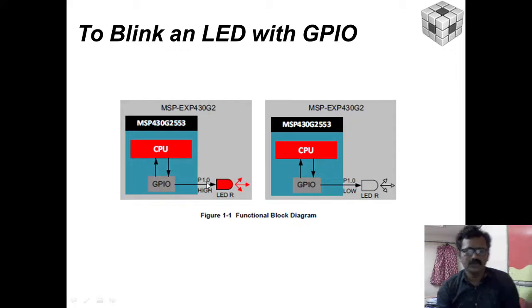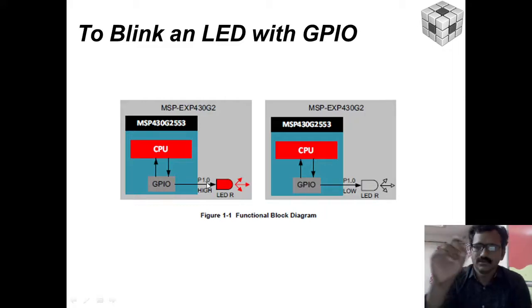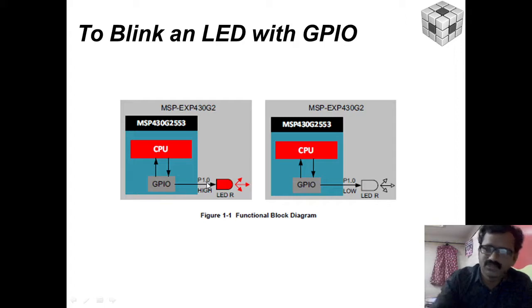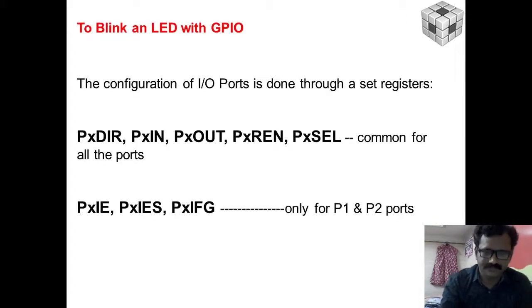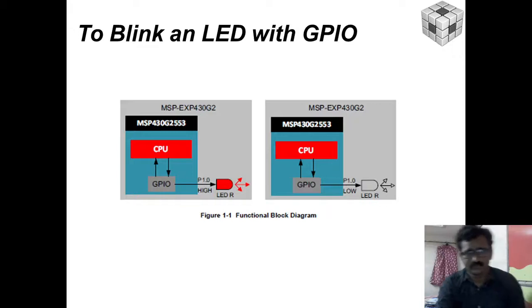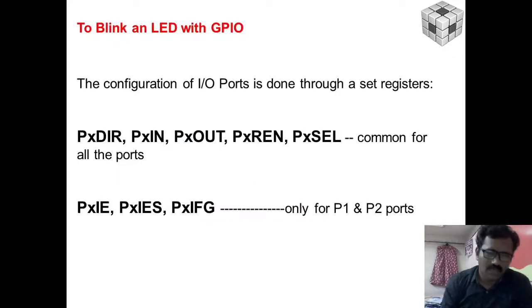So the microcontroller should send 10101010 on P1.0. Then only the red LED will function on and off like this. To do this experiment, we need to configure the IO ports.